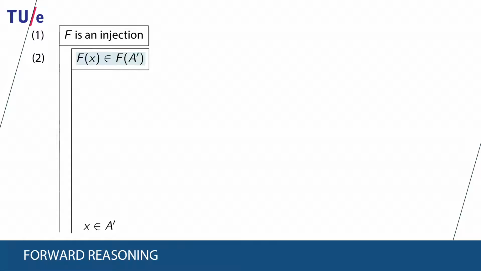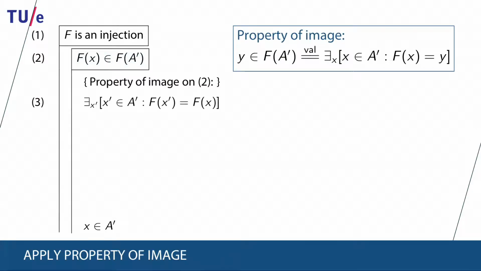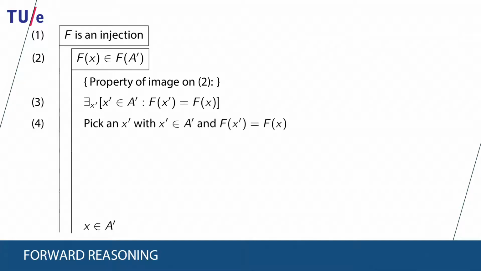On the assumption that f of x is in the image of A' under f, we can apply one of the two properties of image. Note how f of x takes the role of y in the property of image. Moreover, since there is already a variable x in our derivation, to avoid confusion, it is better to rename the bound variable in the existential quantification. We rename it to x'.